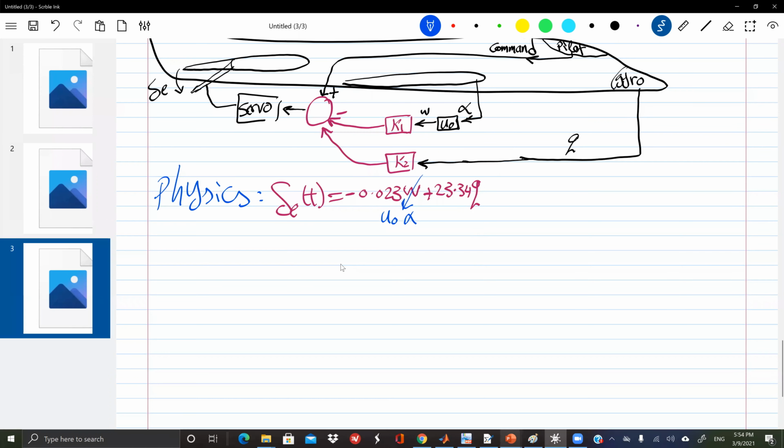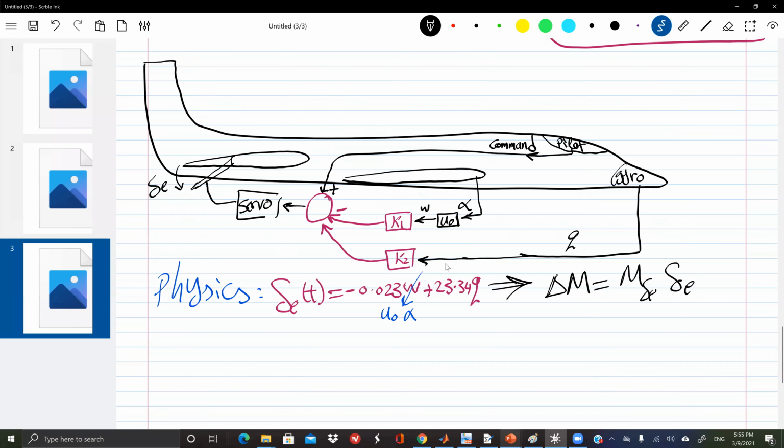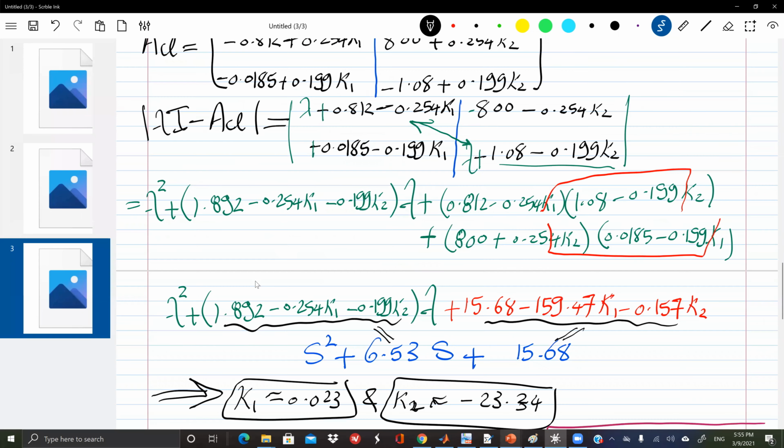When you apply elevator for the airplane, what happens? Anybody can tell? When you apply an elevator deflection, what happens? What do you actually give? What does elevator do for an airplane? It's going to create a moment about the... Exactly. So there is a change in the pitching moment, which is simply m delta elevator times your delta elevator. And I have m delta elevator here. My m delta elevator was negative 0.199.